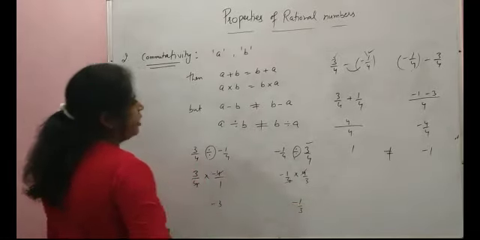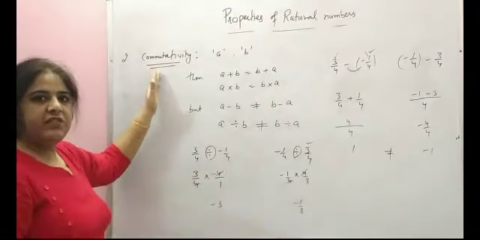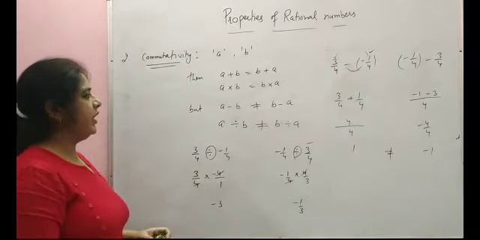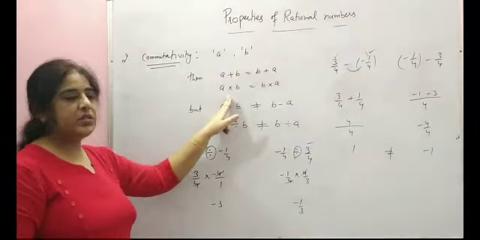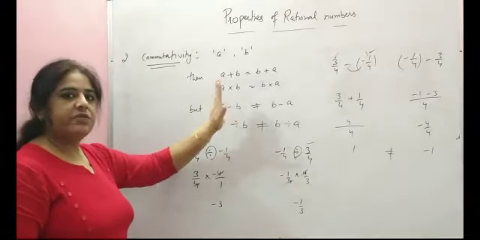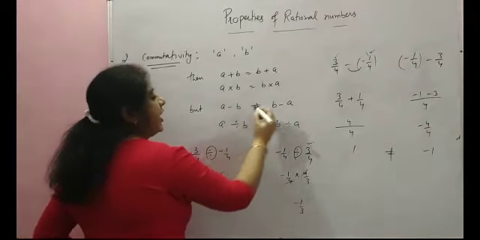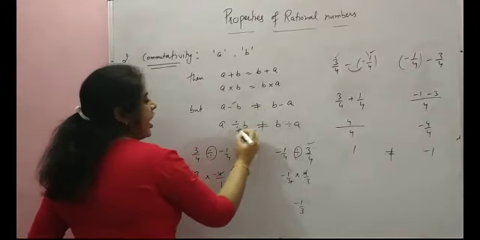So what is commutativity? Commutativity means we can add and multiply any two rational numbers in any order, and the answer will always remain the same. But it's not commutative under subtraction and division.